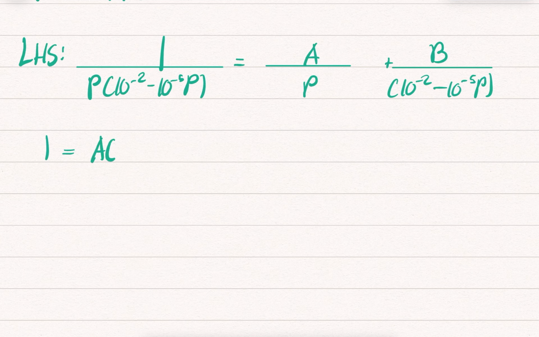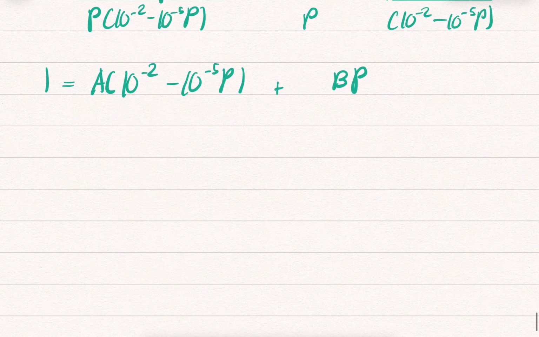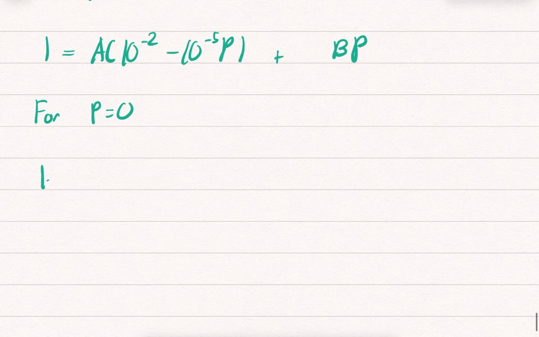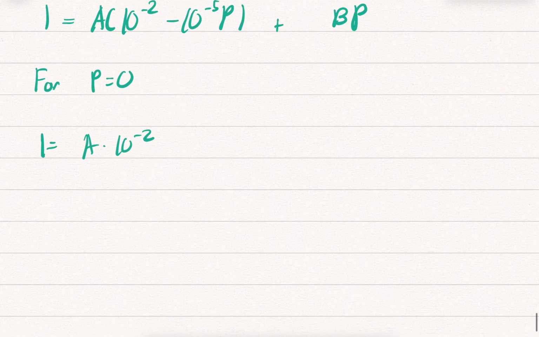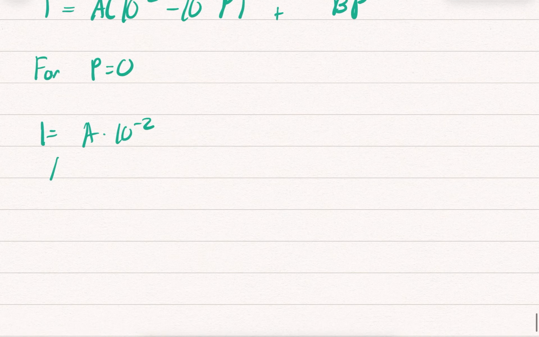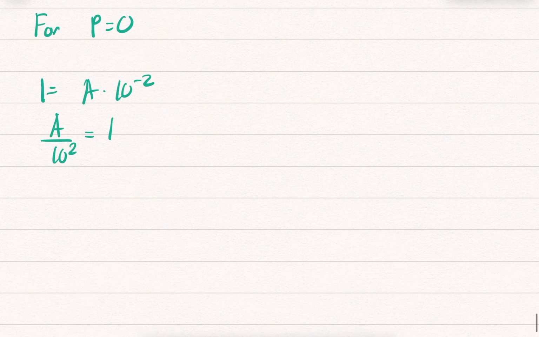Usually, if you've done partial fraction integration by this point, you'll be pretty familiar with what's happening here. Nothing crazy. So let's isolate for these coefficients. For P equals 0, 1 equals A times 10 to the negative 2, and that's it, because the other one goes away. So I have A over 10 squared equals 1, and A equals 10 squared.